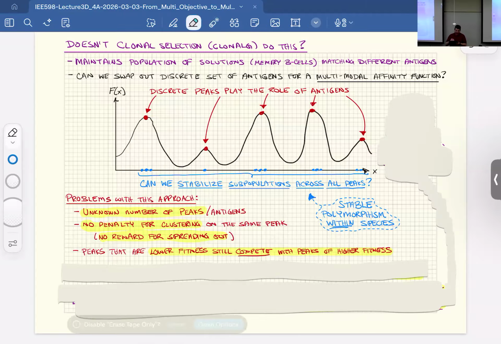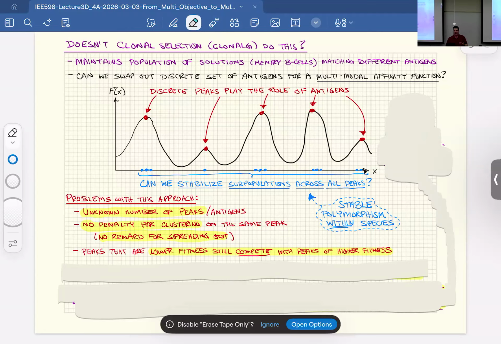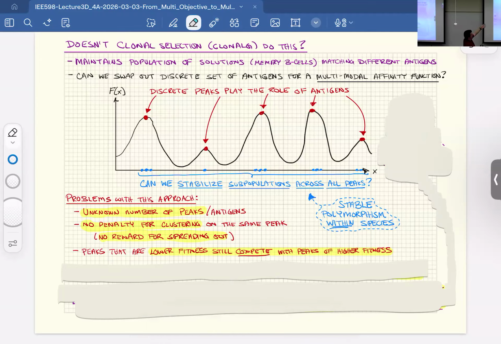Turns out CloneAlg is not great at that by itself, because once you replace the antigens with a single fitness function, you have an unknown number of peaks going into it. So we have no way of protecting the number of peaks. In the case of discrete antigens, you know ahead of time you have 8 antigens, so you know you're looking for 8 different classes of solutions. There's no penalty for clustering on the same peak, and there's no reward for spreading out. And peaks that are lower fitness still compete with peaks that are higher fitness.